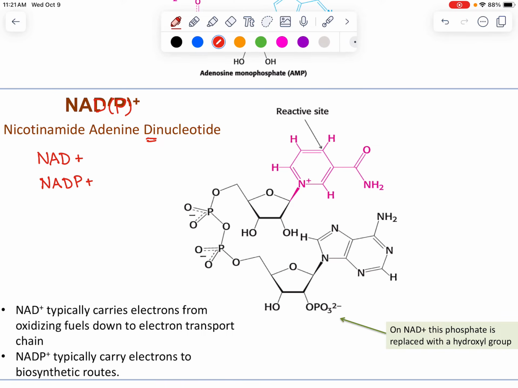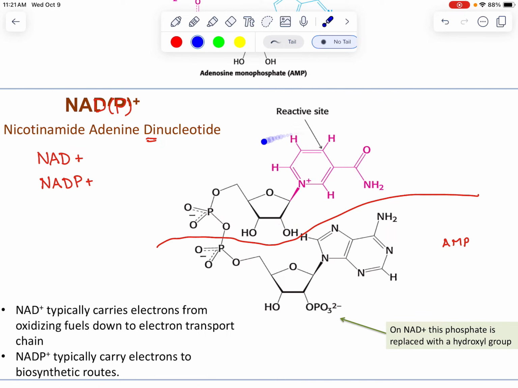I'm going to draw a line through this thing. So if you look at this bottom half right here, this looks a lot like that AMP from above, the adenosine monophosphate. So we have the adenine, we've got our ribose, we've got the phosphate group, but now it is bound to this nicotinamide, this second nucleotide up here. And this particular one is NADP. It's got that phosphate group, but this would be a hydroxyl group if it was just NAD+.